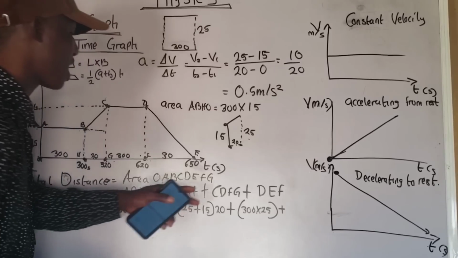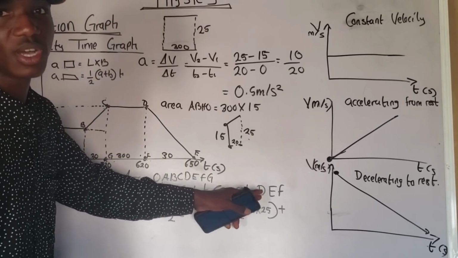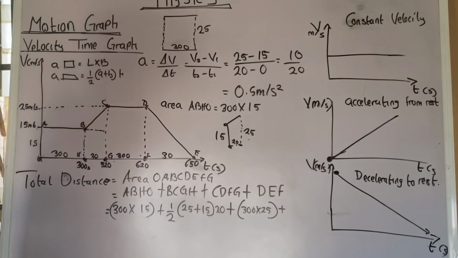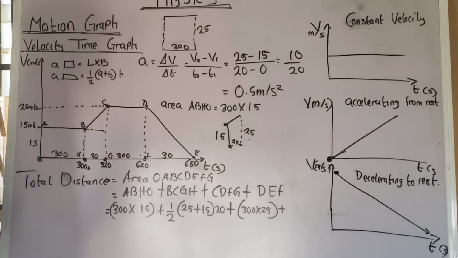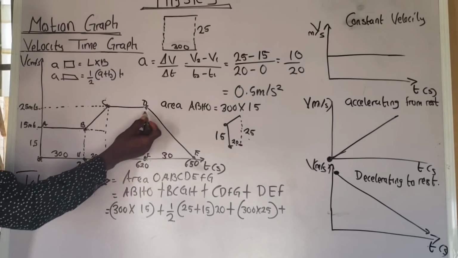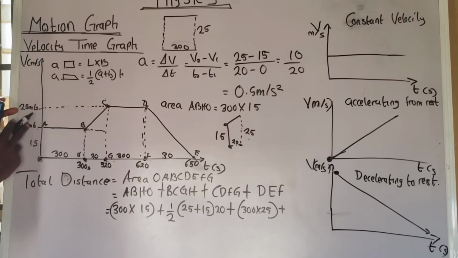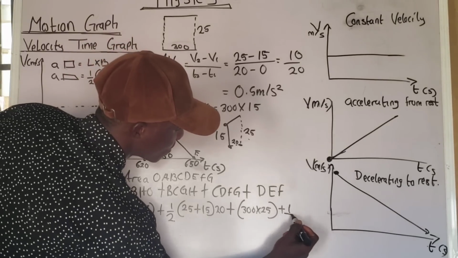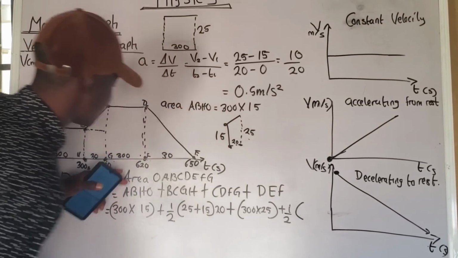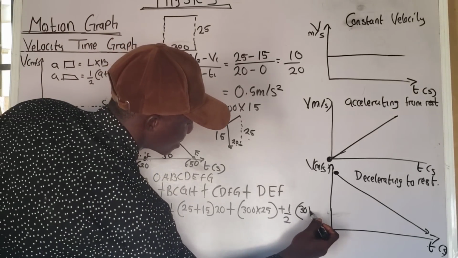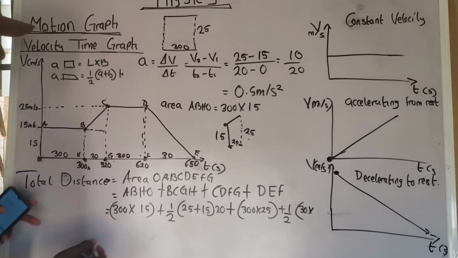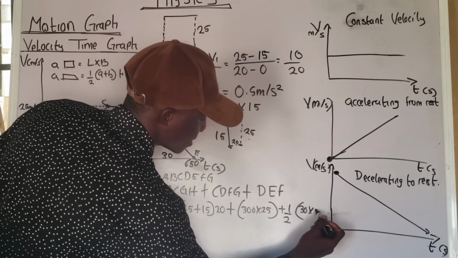Plus, now we have to calculate the area of DEF. Don't forget that the shape of DEF is a triangle. If you want to calculate the area of a triangle, that will be half base times height. This is the base, and this is the height. The height is 25. The base is 30. So half base multiplied by height, the height is 25, multiplied by 25.